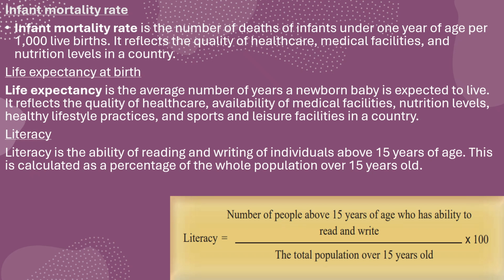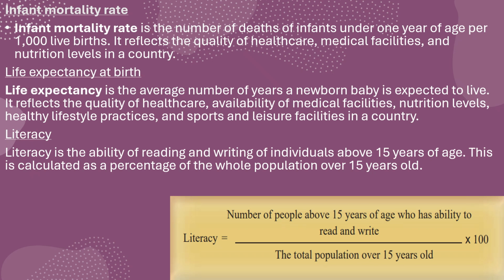Infant mortality rate. Infant mortality rate is the number of deaths of infants under 1 year of age per 1,000 live births. It reflects the quality of healthcare, medical facilities, and nutrition levels in a country. Life expectancy at birth. Life expectancy is the average number of years a newborn baby is expected to live. It reflects the quality of healthcare, availability of medical facilities, nutrition levels, healthy lifestyle practices, and sports and leisure facilities in a country.